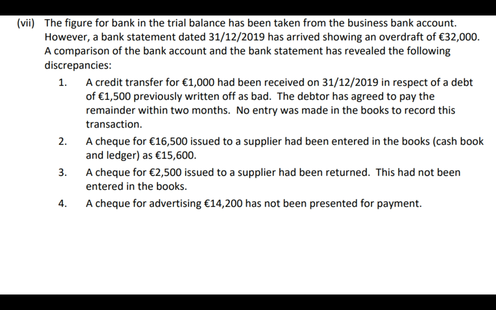Number 1. A credit transfer for €1,000 had been received on the 31st of the 12th, 2019 in respect of a debt of 1,500 previously written off as bad. The debtor has agreed to pay the remainder within 2 months. No entry was made in the books to record this transaction. Note 2. A cheque for 16,500 issued to a supplier had been entered in the books, the cash book and ledger, as 15,600. Number 3. A cheque for 2,500 issued to a supplier had been returned. This had not been entered in the books. And number 4. A cheque for advertising 14,200 has not been presented for payment.